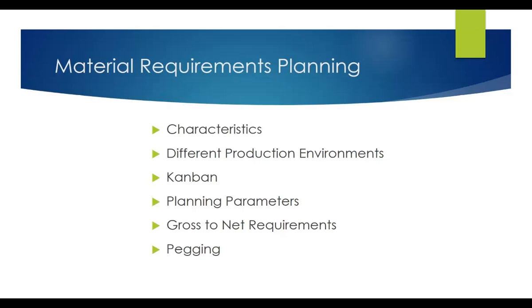Once the material is identified as needed for a particular work order, it's allocated in the system so that it's not considered to be available for other work orders. This is something called pegging, and it eliminates the accidental overallocation of the same item to multiple requirements.